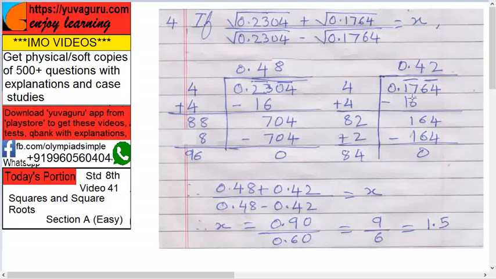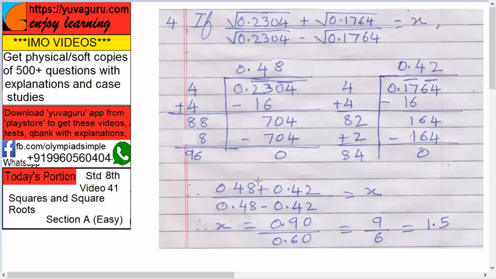Again 4 4 is 16. Point over here. Then 1 remains 164. Then 8. See here, 8 2 is 16. So try with 82. If it is not with 82, then it can be 83 or 81 also. But just one or two numbers here or there. So 0.42 is a square root.